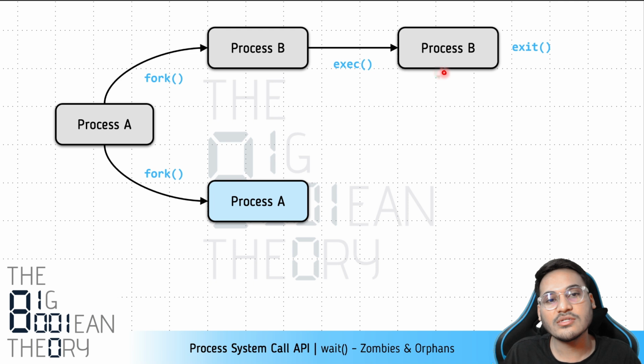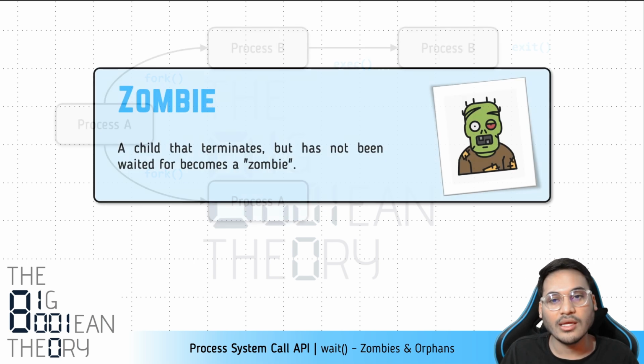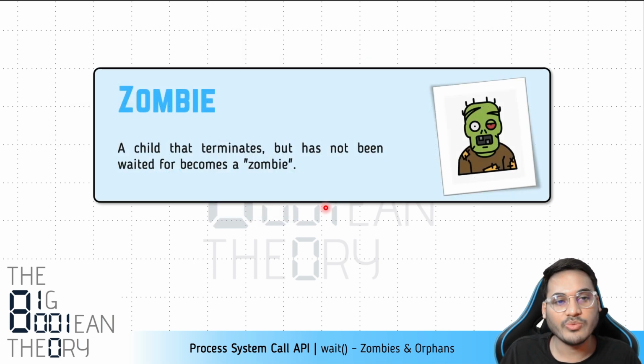So we have a process in the system which has terminated. All of its resources are deallocated and it won't do anything. It's just that for this process, the PCB is kept in the system so that the exit information can be collected by the parent. Such a process is called a zombie process. A child process that terminates but has not been waited for becomes a zombie. So you can think of this process as something which is not doing anything.